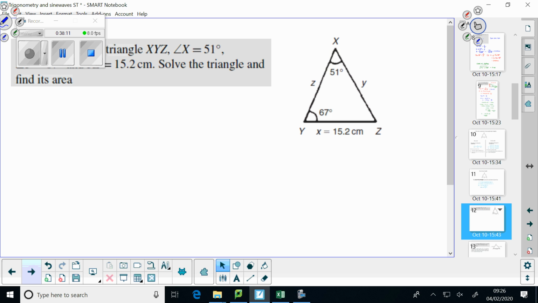So, let's get you to have a look at this. In a triangle XYZ, angle X is 51 degrees, angle Y is 67 degrees, and YZ is 15.2 centimeters. Solve the triangle and find its area. On the following page, there's a second example. I'll give you 10 minutes to have a go at this, please. Alright?